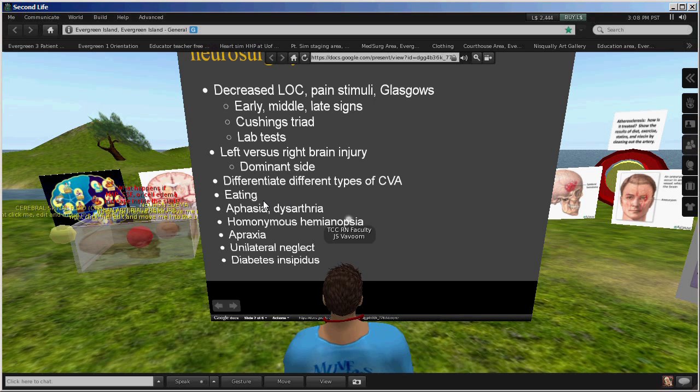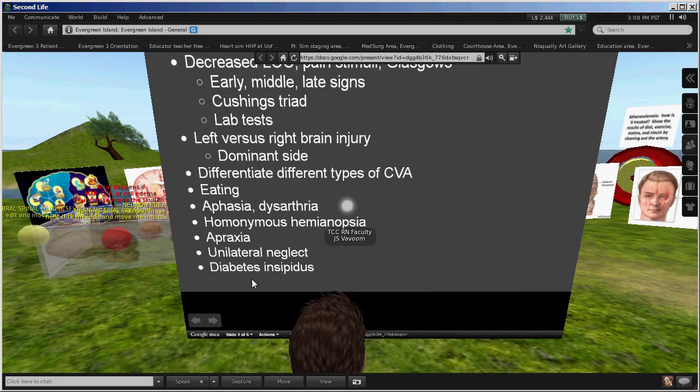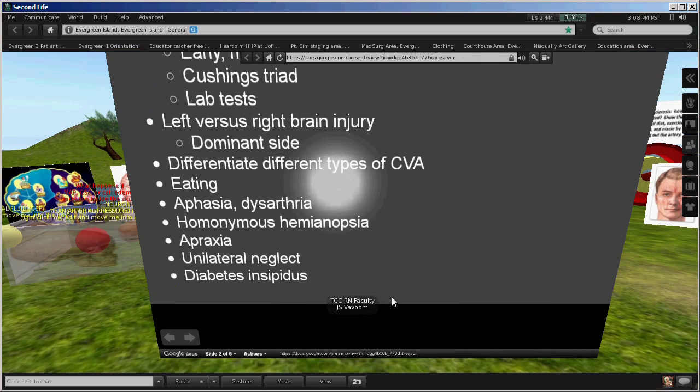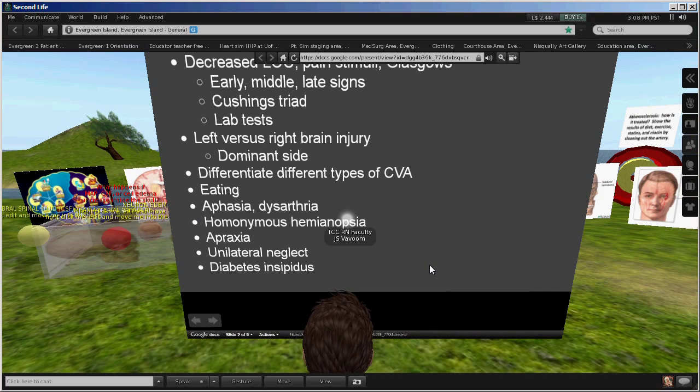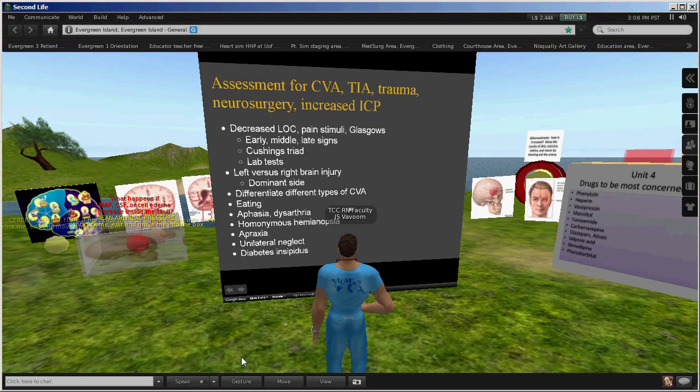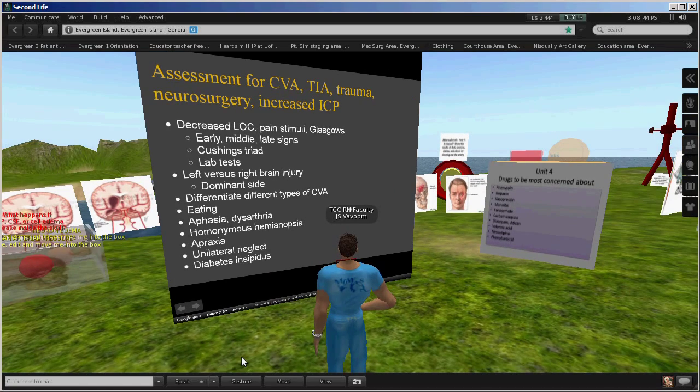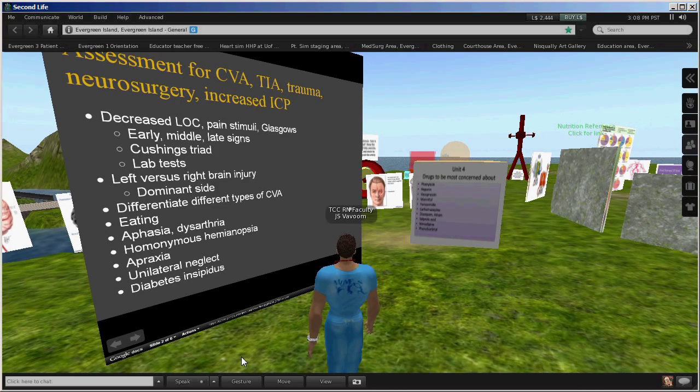Need to be able to identify information about assessing someone's eating ability, assessing their aphasia, amount of dysarthria, the presence of homonymous hemianopsia, and presence of some other neurological assessments such as apraxia, unilateral neglect, and finally you need to be able to assess for a medical problem, diabetes insipidus, where there's a large amount of urine coming out because of a neurological problem and not enough antidiuretic hormone.